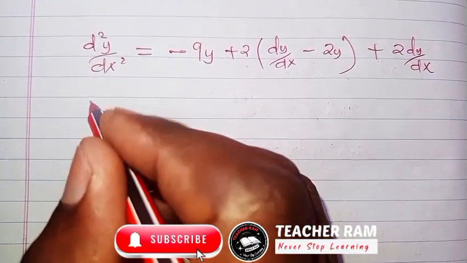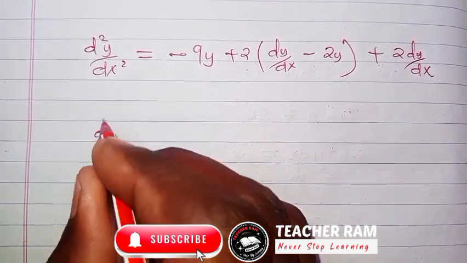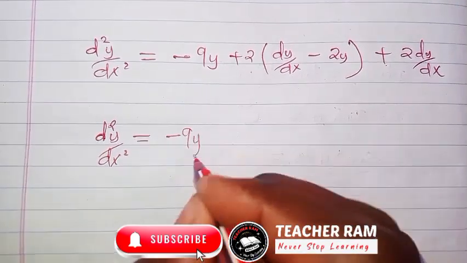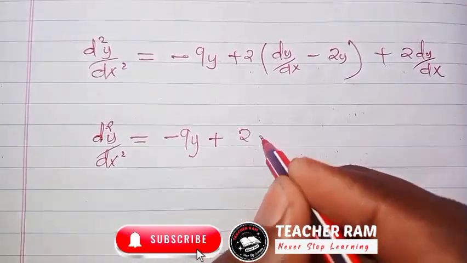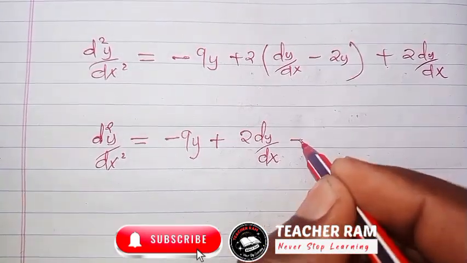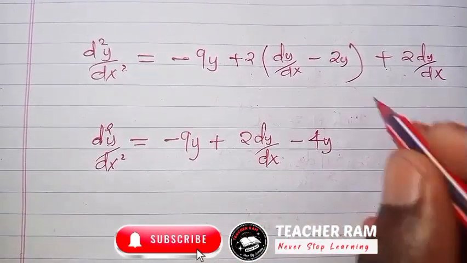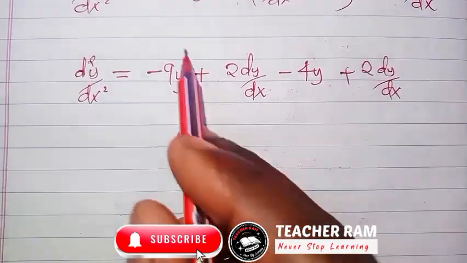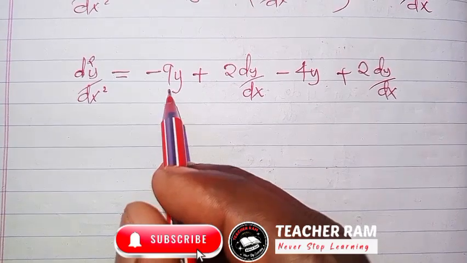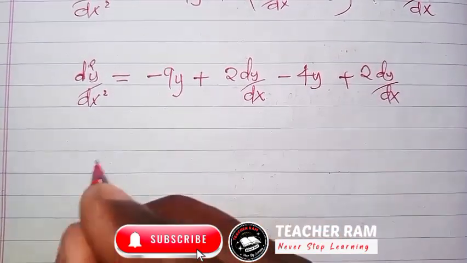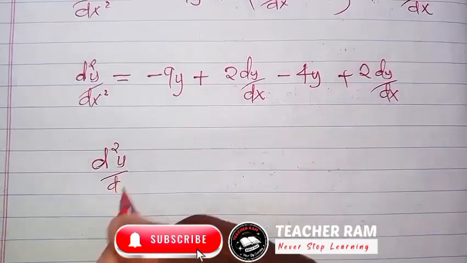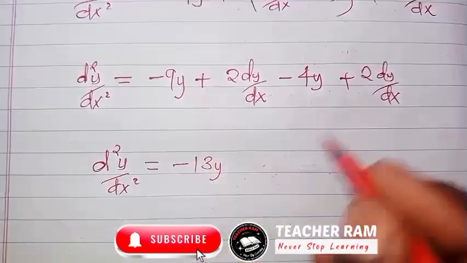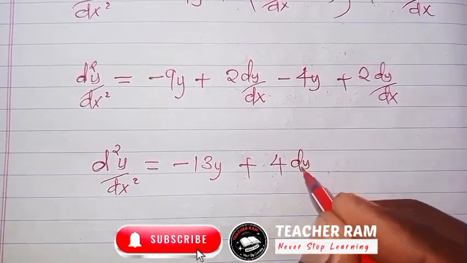So after substituting here, we'll have the second derivative of y with respect to x equals negative 9y, then plus, open bracket by 2, it will be 2 dy/dx minus 4y, and then we have 2 dy/dx. Again here we are going to combine the like terms. This one will be combined with this, and this one with this. So the second derivative of y with respect to x is equal to negative 13y plus 4 dy/dx.